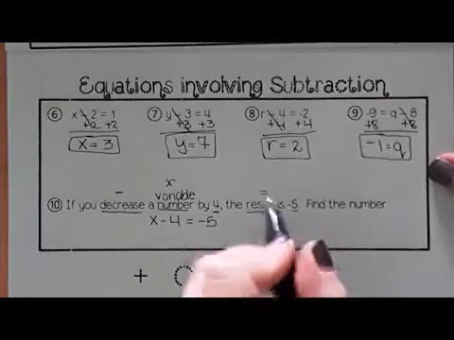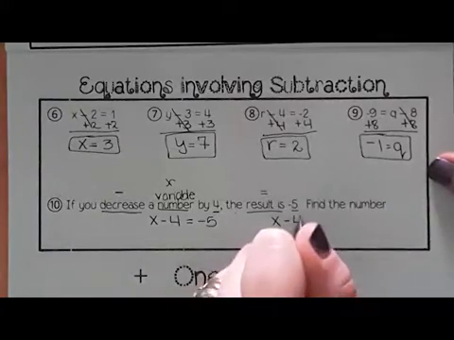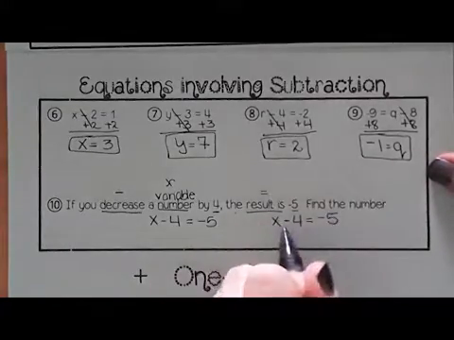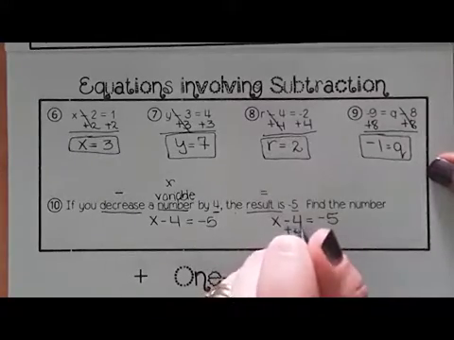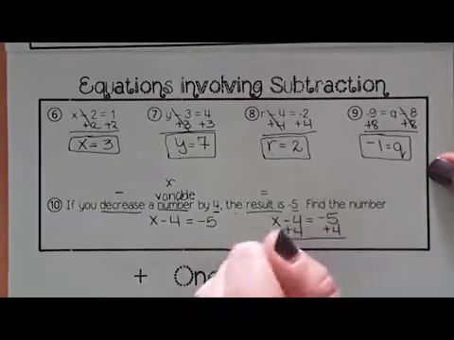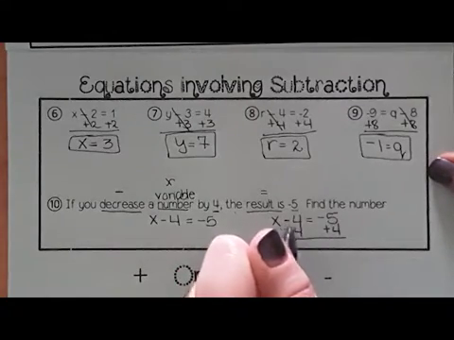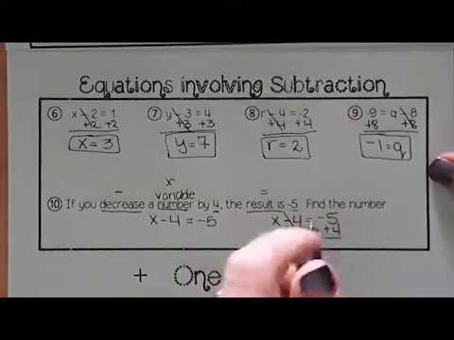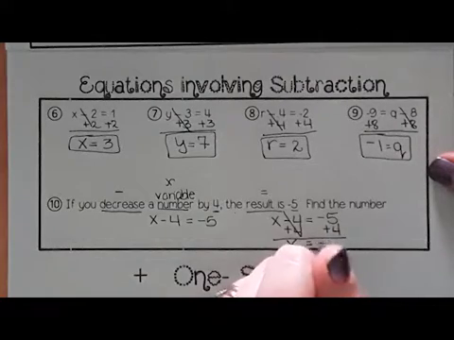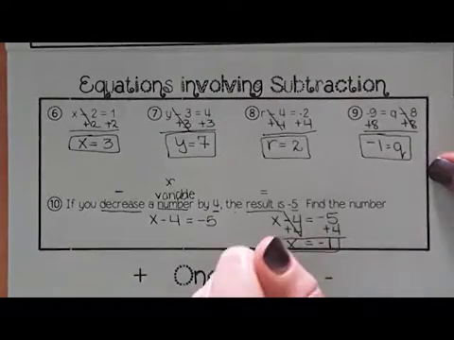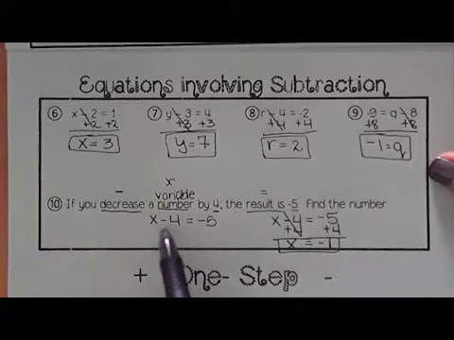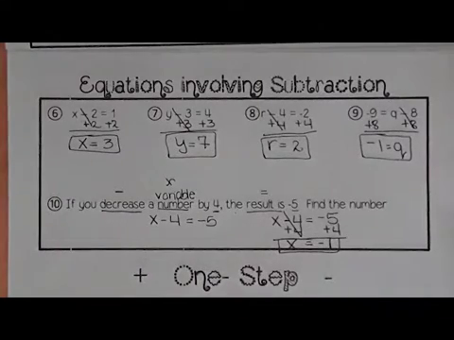Let's solve. They said find the number. x minus 4 equals negative 5. In order for me to get x by itself, we're going to do the opposite. So we're going to add 4 to both sides. Bring down your x. Negative 4 plus 4 is 0. Negative 5 plus 4 is a negative 1. All right, so negative 1 minus 4 equals a negative 5.